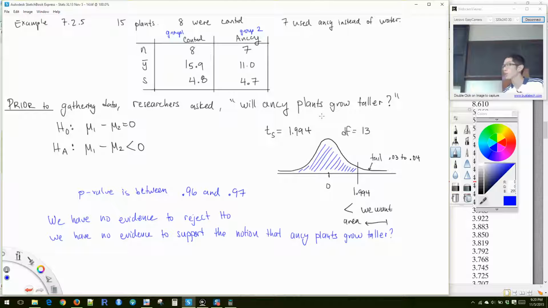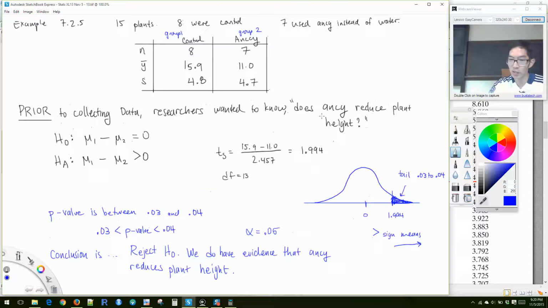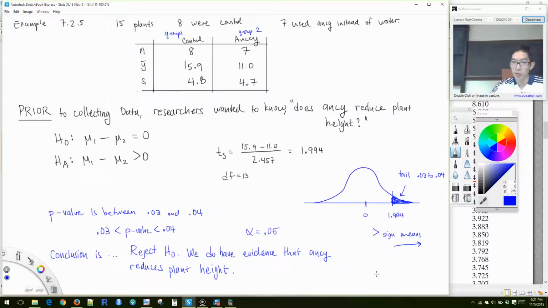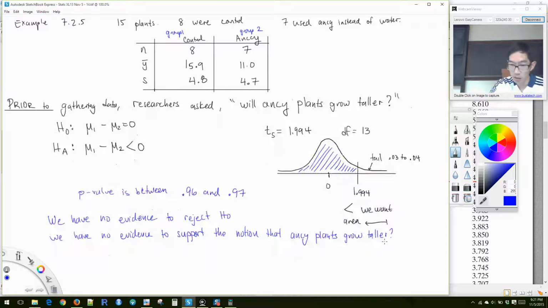Let's compare these. With the two-tailed test, we're looking at both tails, so we find the area in one tail, and then we double it. With the one-tailed test, with a greater than sign, we always go with the area to the right, and with a less than sign, we always go with the area to the left. There's this idea of checking directionality.